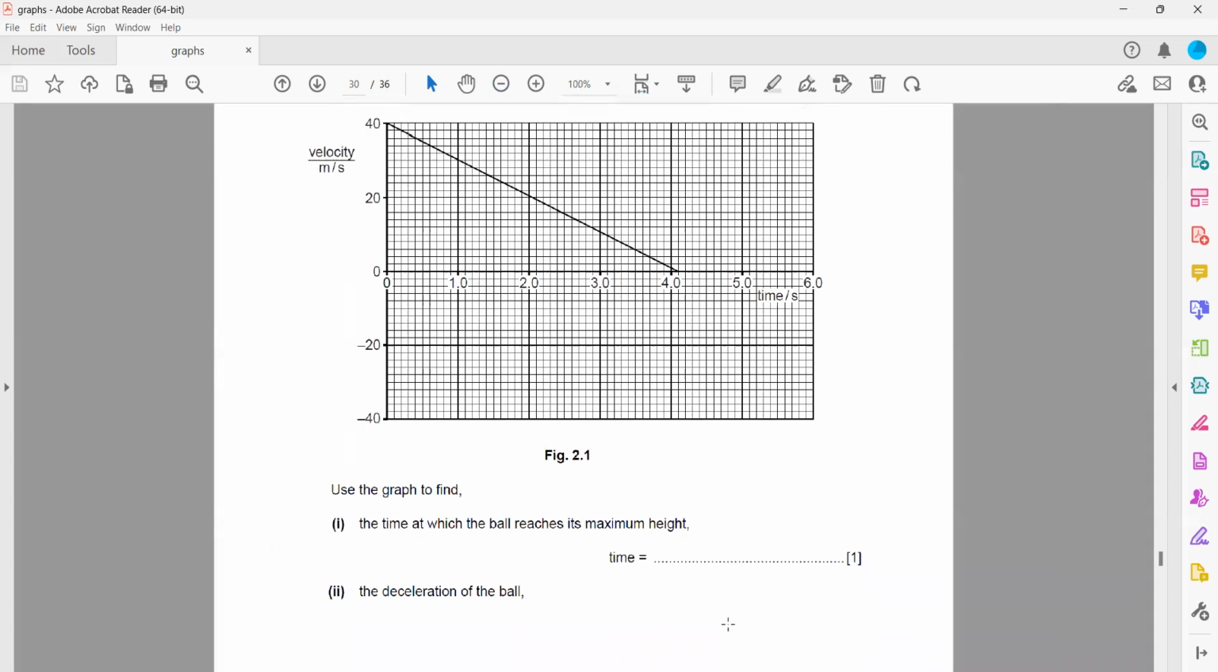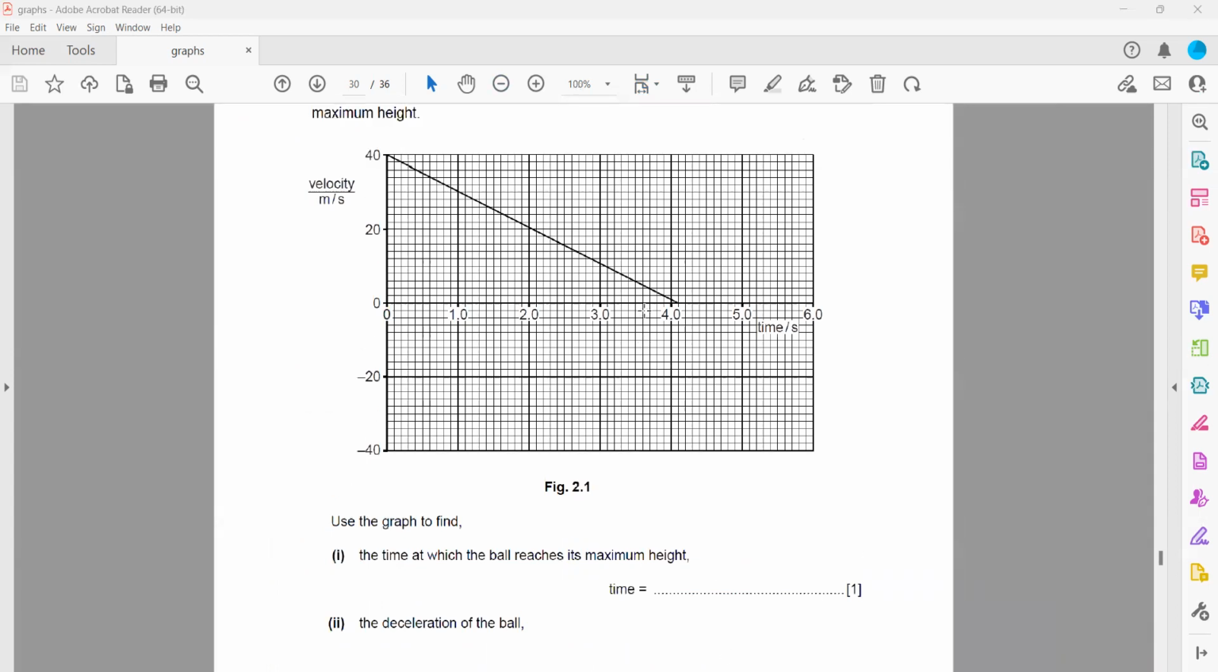So how do we know at what point it reaches a maximum height? When an object is projected upward, at maximum height, the speed will be zero. So at what time is the speed zero? This is the point where the speed is zero, which is 4.1. So it took 4.1 seconds to reach the maximum height.